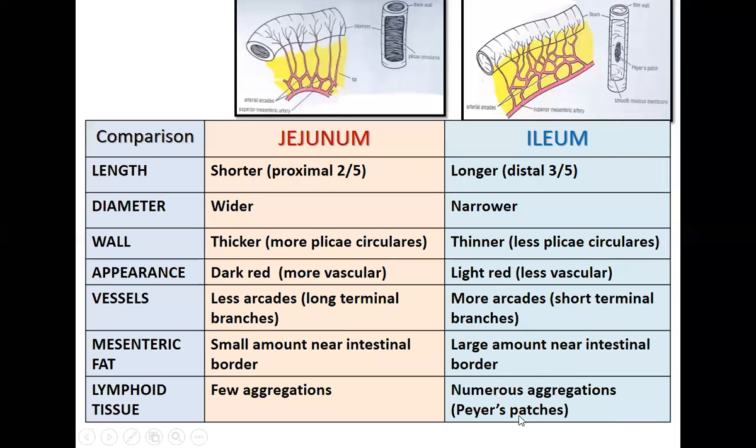These are called Peyer's patches, which are important in typhoid fever. They are affected in typhoid fever. So these are nothing but patches of lymphoid follicles. There are numerous aggregations which you can see even with the naked eye or a hand lens. So these are called Peyer's patches. They are more here. So these are some of the important differences between the jejunum and the ileum.